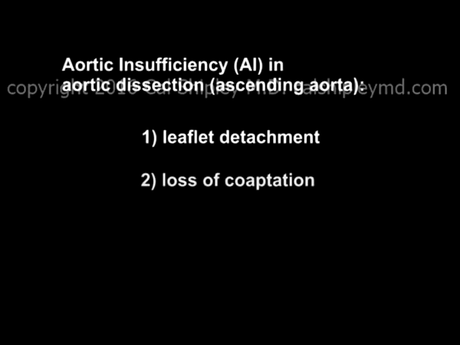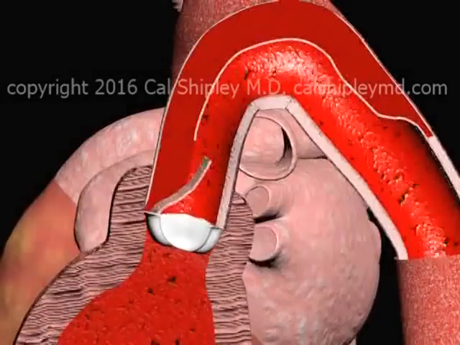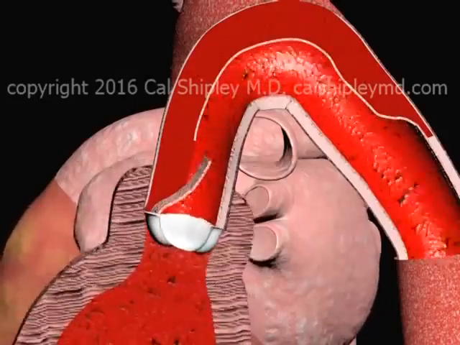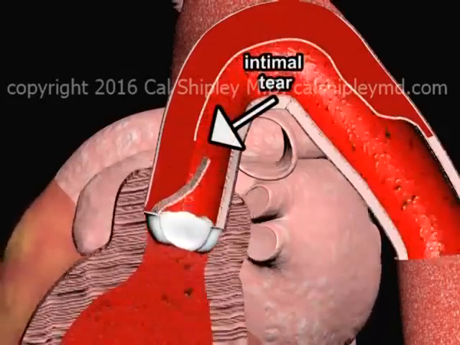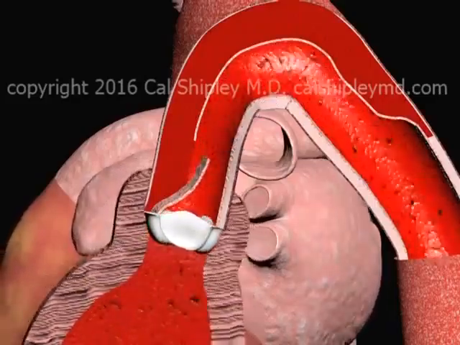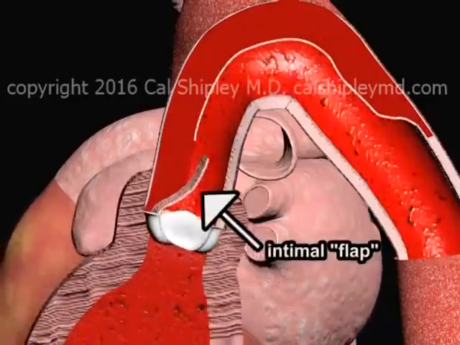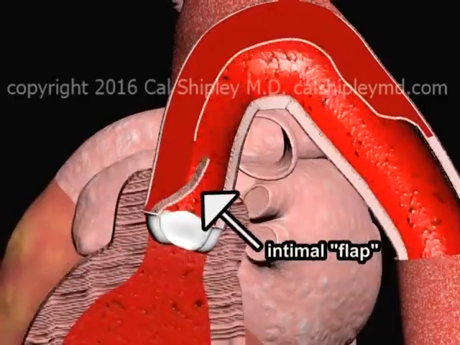The third mechanism by which aortic insufficiency may occur in aortic dissection is with prolapse of the intimal flap. The vast majority of aortic dissections begin with a tear in the intimal layer of the inner aortic wall. Depending on the extent of the tear, an intimal flap may form, as shown here.